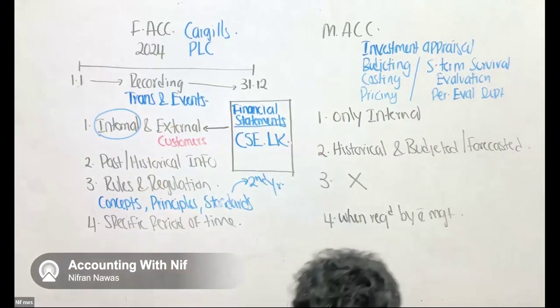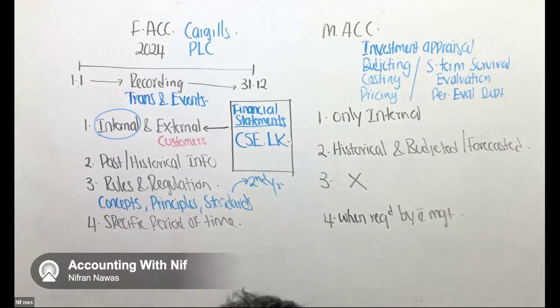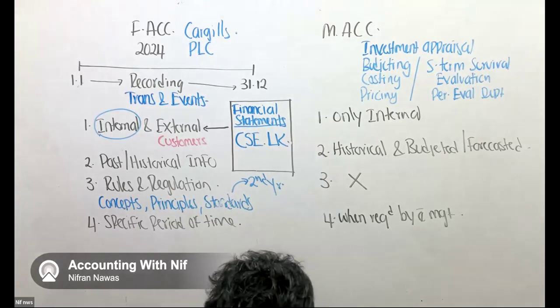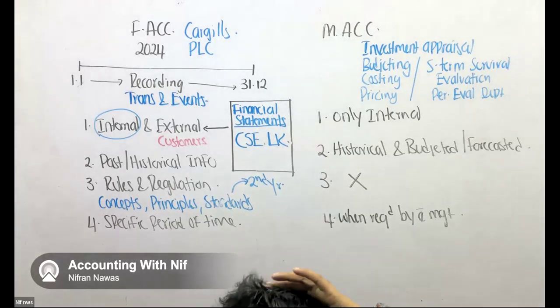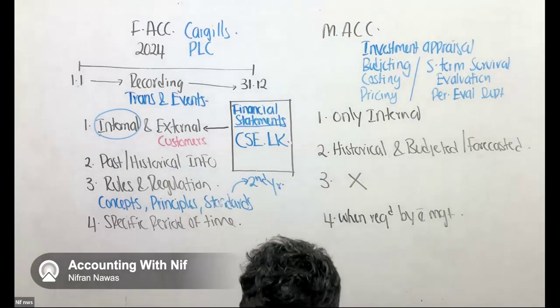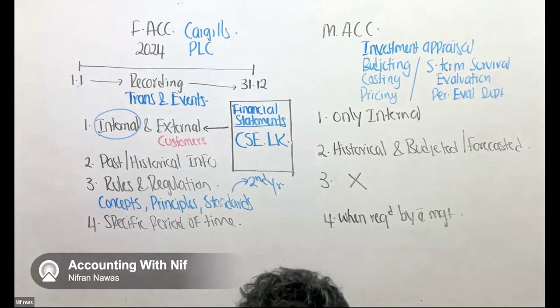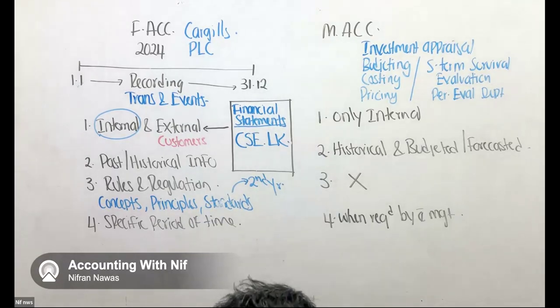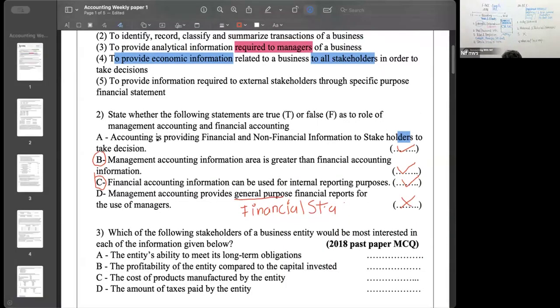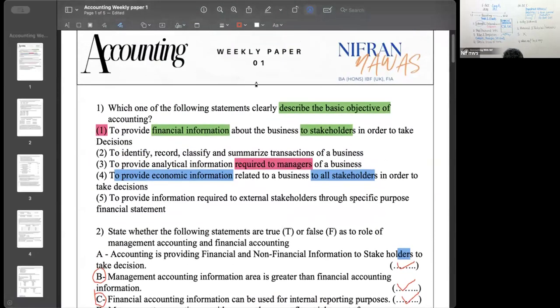Let's move on to the third question. Umair is saying, I agree with you, sir. Financial accounting can be automated. To be honest, by now there are enough tools. Yeah, it's very true, Umair. Sir, what about the A part? Nuha Imtiaz, A part: accounting is providing financial and non-financial information to stakeholders to take decisions. Basically, the definition of accounting, Nuha.